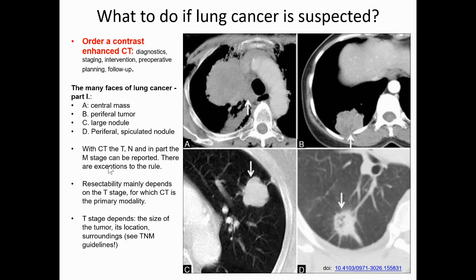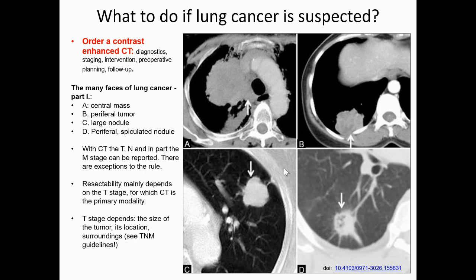So there are many phases of lung cancer. For example, here is a central mass that's invading into the mediastinum. It's probably eroding into the wall of the trachea and some of the great vessels. Here is a peripheral tumor. Here is a large nodule which is surrounded by air-filled lung. Here is a peripheral spiculated nodule.